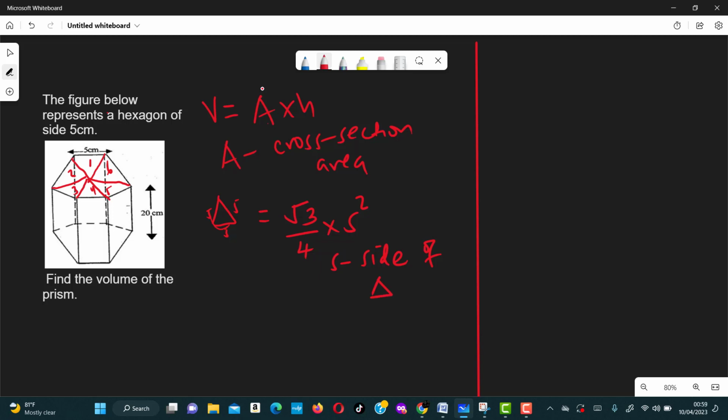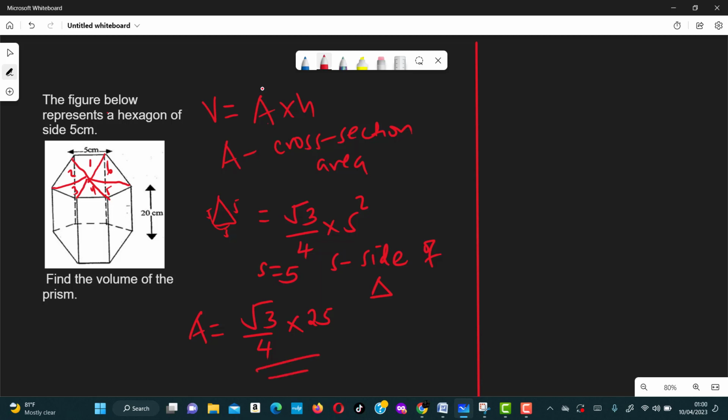So this is a formula that you need to know. There's a way we derive it, but I think it makes it easier for you to just understand and cram it and use it whenever you need it. Now the side of the triangle is 5. Now the area will be the square root of 3 divided by 4 times 25, which means 5 squared. The side s is 5 in this case. So that will give us the area of one triangle.